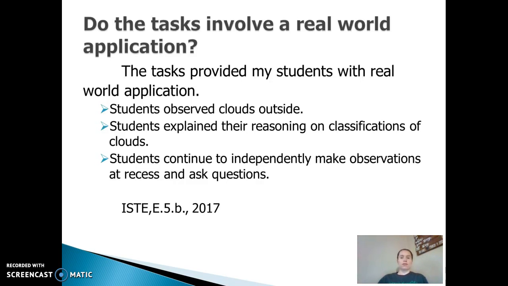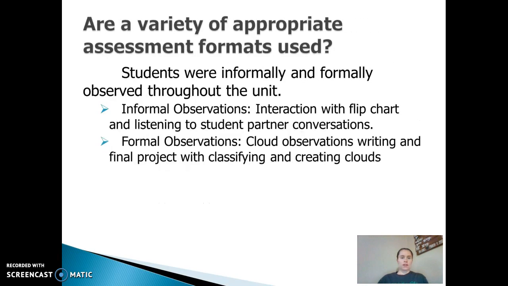And clouds are definitely real-world because anytime we go outside we can see one, and after teaching the unit, my students would go outside at recess and say, "Oh my goodness, Mrs. Long, look, it's a stratus cloud," or "It's a cirrus cloud." So they were using what they've learned and looking at the weather and deciding what weather it was going to be based on the clouds outside.